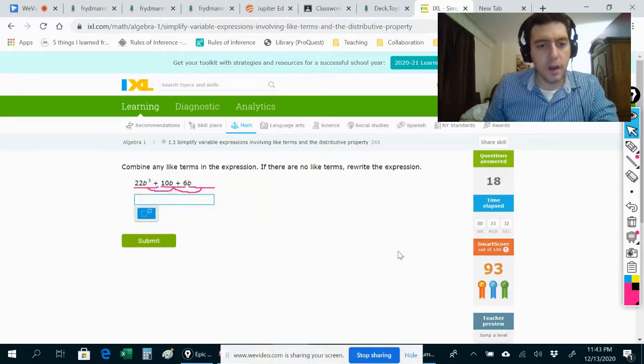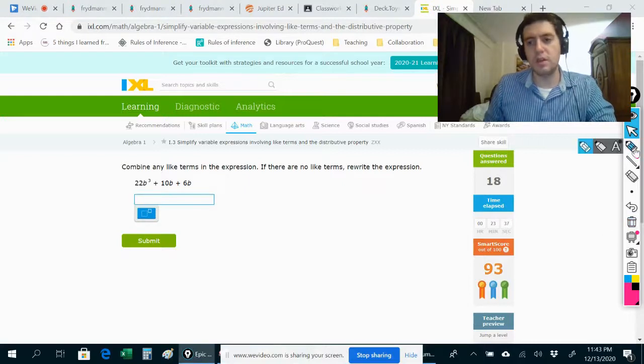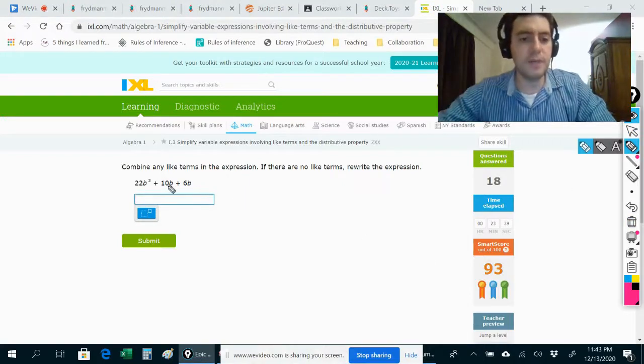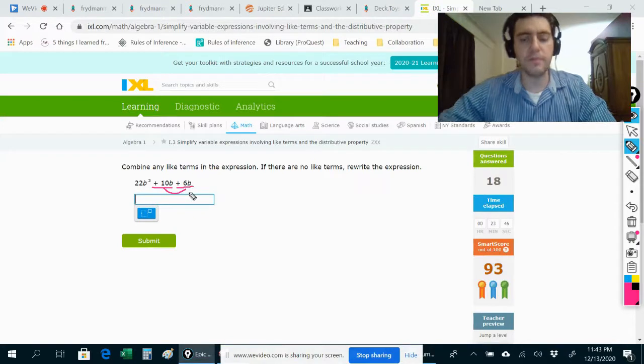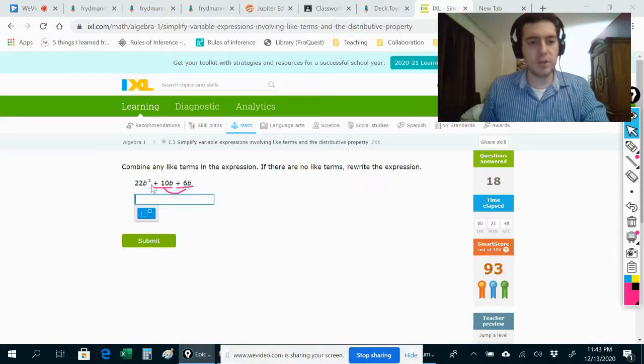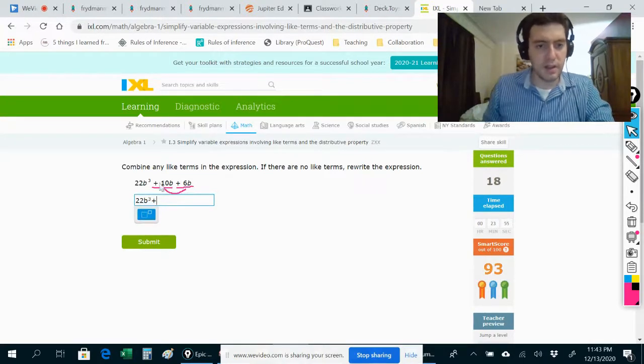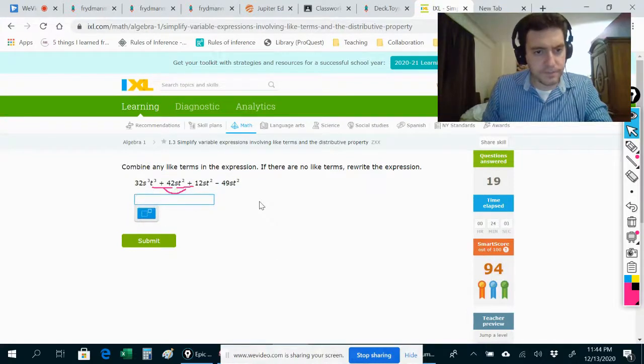All right, so I'll do this one just to show you. All of these have b, except this is b to the third power. These are just b's over here. So we can combine these, but not the other one. And so this term I just have to keep the same, 22b to the third power, click again, plus, let's see, everything is positive here, so that makes it easy. 10 plus 6 is 16, so I'll get plus 16b.